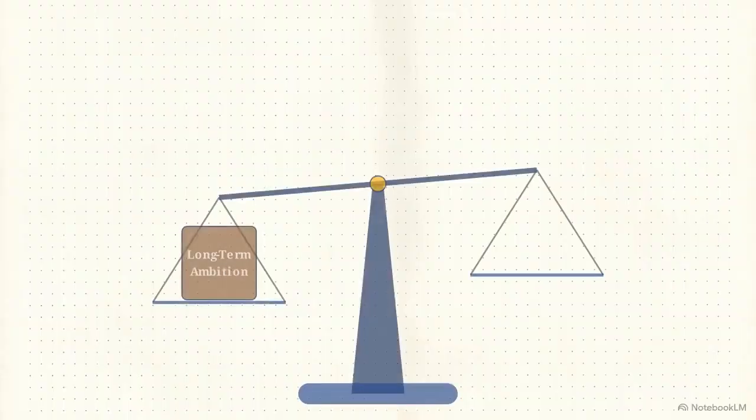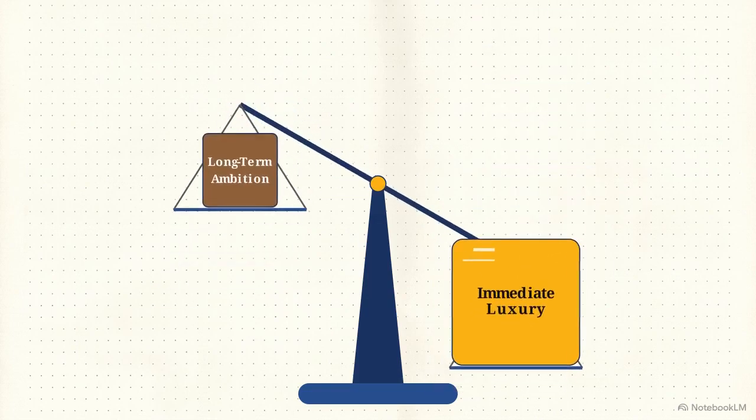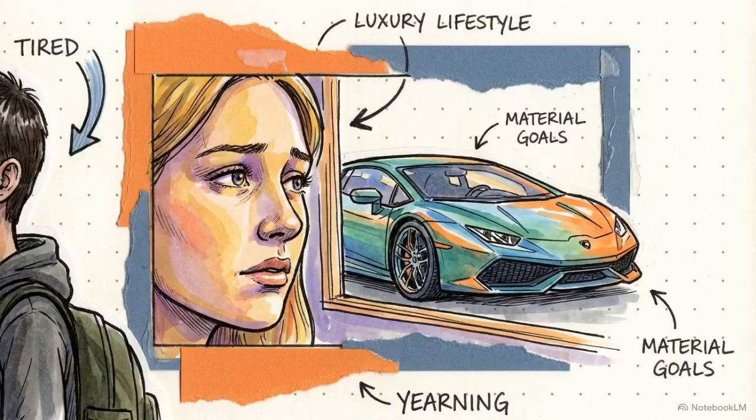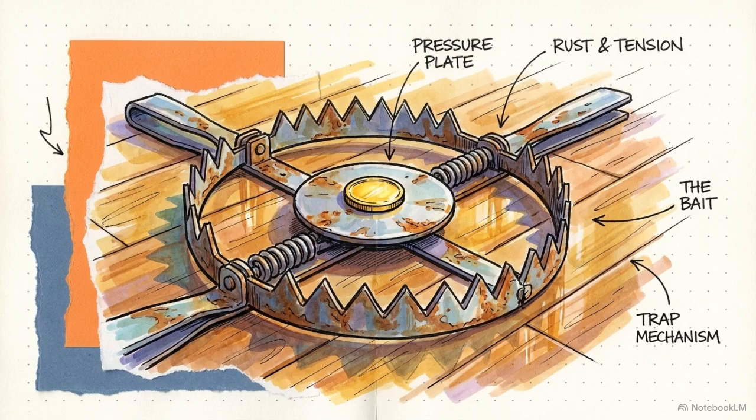This animated balance scale illustrates the core conflict. On one side, we have the boy's slow, long-term ambition. The scale tips drastically when the girl's desire for immediate luxury appears on the other side. This sudden disparity creates a vacuum of unmet material needs. It is a deliberate narrative trap designed to make the impending betrayal feel inevitable.